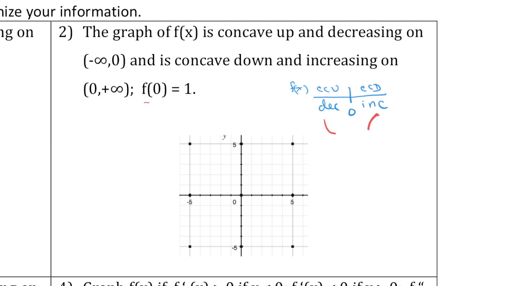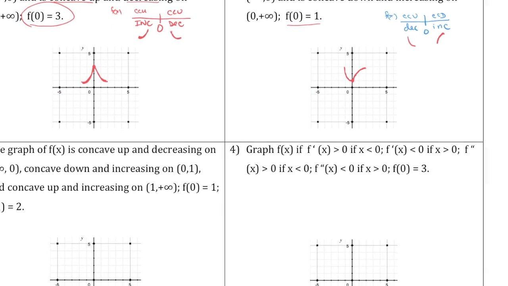We're also told that f at 0 is equal to 1. So we're going to place that point in for 0, 1. And now let's draw. So we want something that is concave up decreasing to the left of our point, and then we want to be, this is awkward, concave down increasing. As awkward as it is, this is what we get, that nice little piece of our graph.